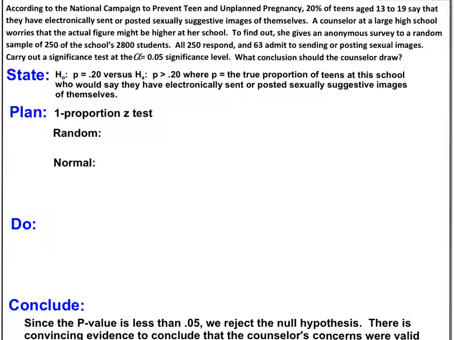So the center says that from there we're going to treat 20% as a parameter. That this type of behavior is going on with about 20% of teens age 13 to 19. Okay. The counselor is concerned that at her school it's higher, right? So now you're seeing H0: p equals 0.2, HA: p is greater than 0.2, right? That is the concern of the counselor, okay? p is the true proportion of teens at this school that have, it's a pretty wordy parameter, but we'll just summarize it with sexting, okay?